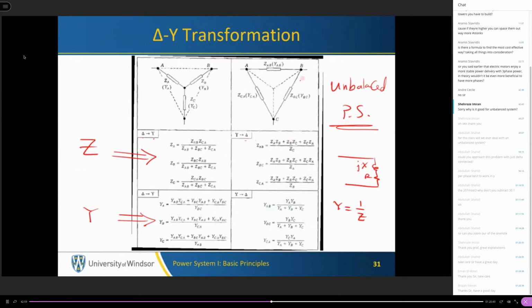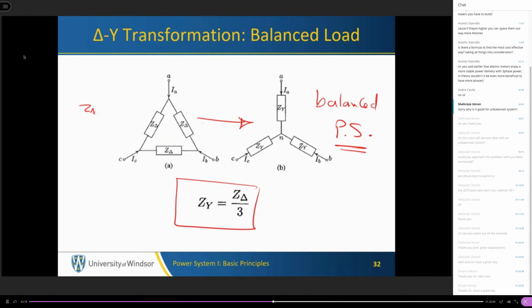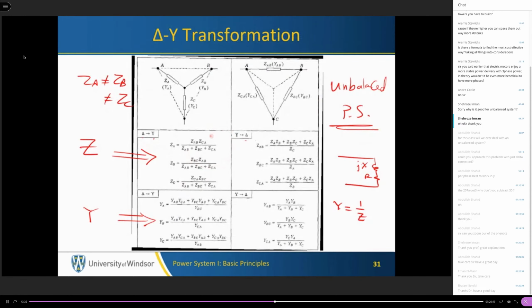For unbalanced systems, loads are not even. So for instance, ZA, the impedance of phase A, does not equal ZB or ZC. In this case, you have to use the generic equations to switch from delta to star. But for balanced systems, ZA is equal to ZB and ZC. And in this case, if we are dealing with a delta connected load, it is going to be equal to Z delta. So it is very easy to switch from delta to star using this simple equation. But if the system is unbalanced, then we have to use these generic equations.